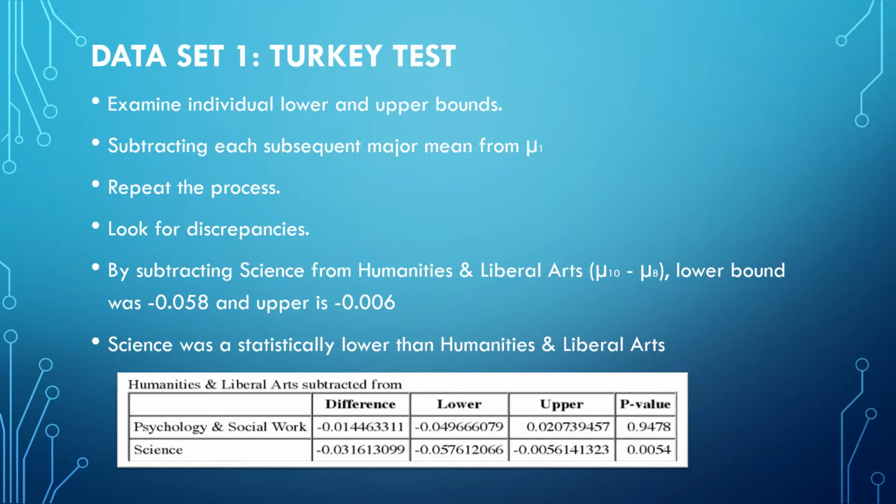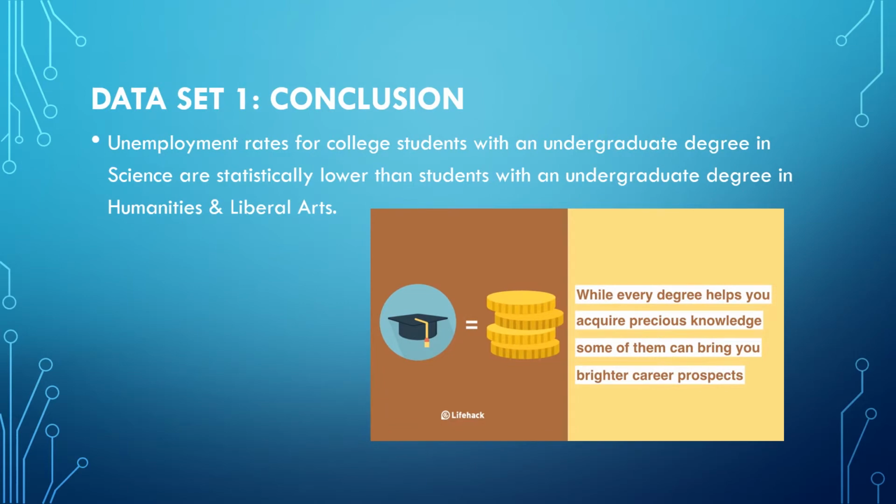However, we see a similar and final discrepancy when subtracting mean 10, which is science, from mean 8, which is again humanities and liberal arts. This interval is strictly negative with a lower bound of negative 0.058 to an upper bound of negative 0.006. Our conclusion in this case being that the unemployment rates for college students with an undergraduate degree in science are statistically lower than students with an undergraduate degree in humanities and liberal arts.